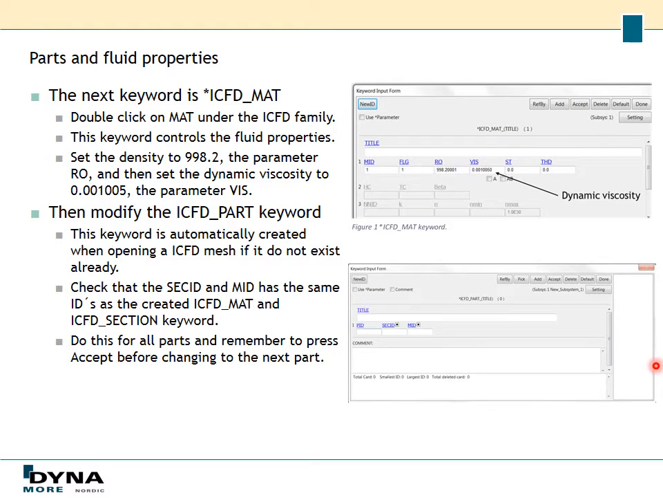Then you can associate this with each part. Modify the eCFD part keyword in the keyword manager and check that you have the correct section ID and material ID. Then press accept and do the same for the other parts.